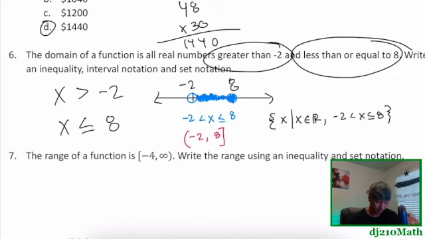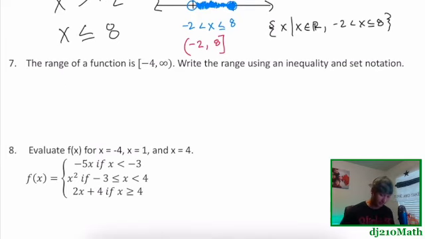All right, number 7. The range of a function is -4 to infinity, including -4. Write the range using inequality and set notation.